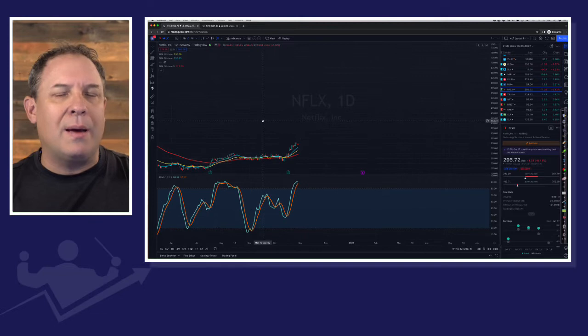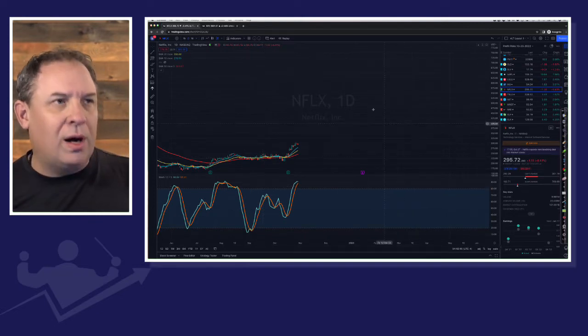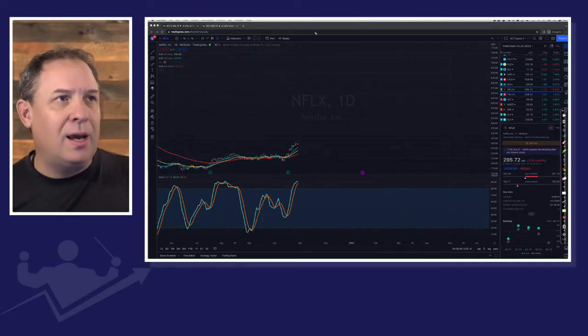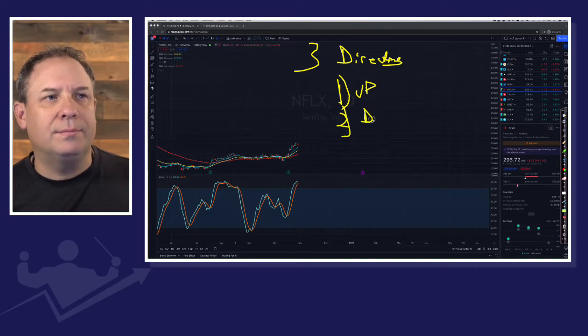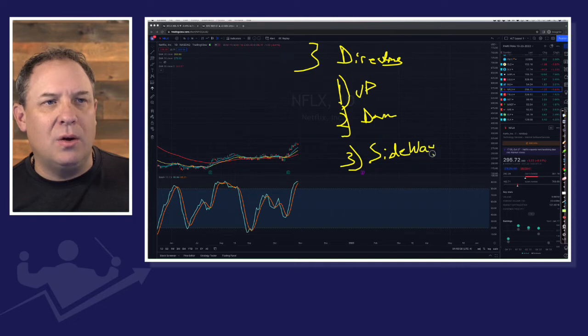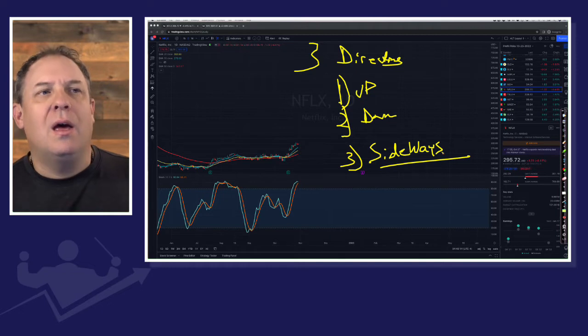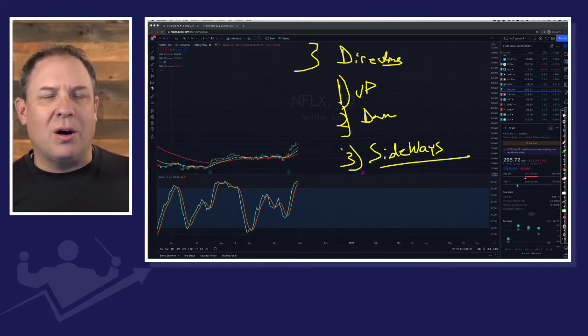In the real world, markets are always in one of three trending directions. Three directions to the market. Those three directions are up, down, and sideways. And I'm spelling this one out really slowly. Up, down, and sideways. Which one do you think is the hardest to trade?